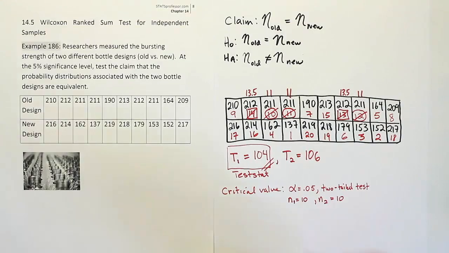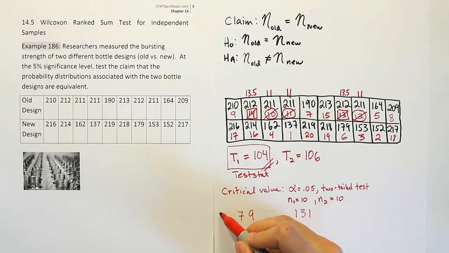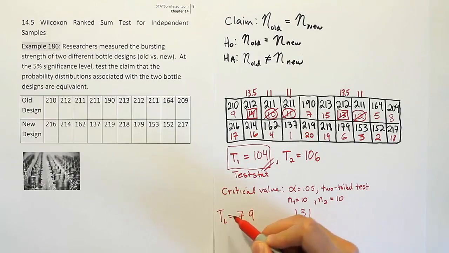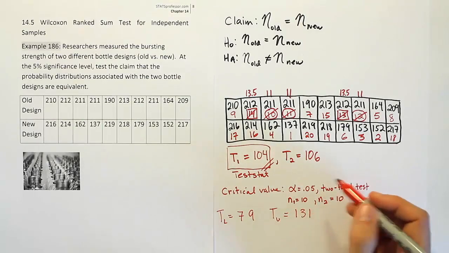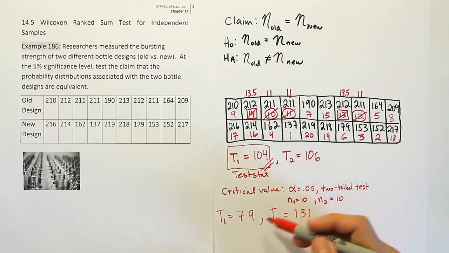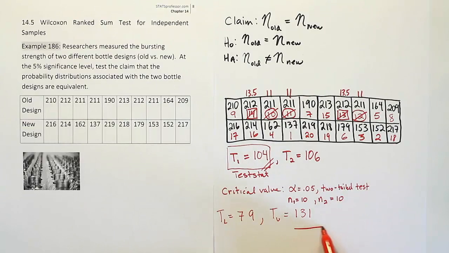So we found the answer for the critical value to be 79 and 131. This one is referred to as TL, or in other words, the lower value, and then TU, which is the upper value. The way we want to think about these critical values is very simply, we want to draw a number line and put them on that number line. So here's a number line. I'm going to put the number 79 on it, and the number 131 on it.